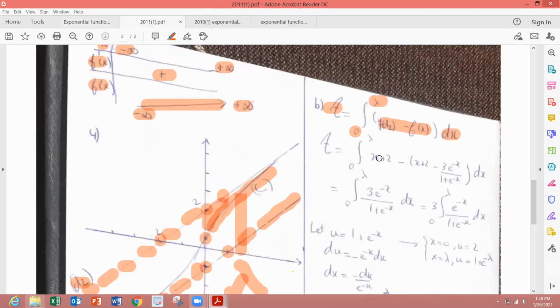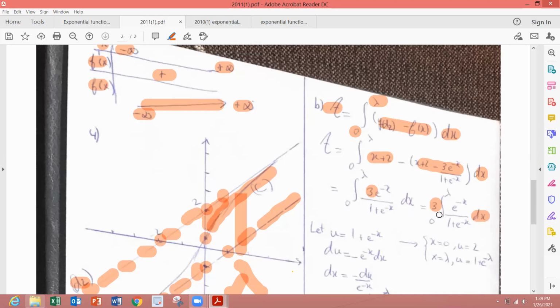This is yd2 minus the fx of part 5: x plus 2 minus 3e to the minus x, dx. x plus 2 minus x plus 2 is 0. We are left with 3e to the minus x over 1 plus e to the minus x, dx. Minus times minus is a plus. This 3 is a constant, we can put it outside the integral, from 0 to lambda of e to the minus x over 1 plus e to the minus x, dx.